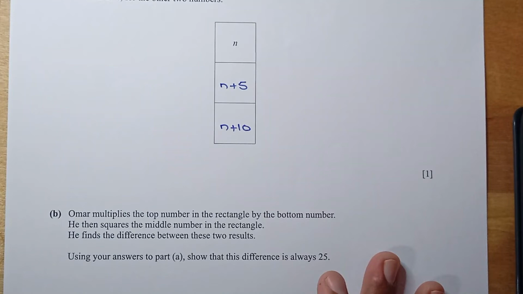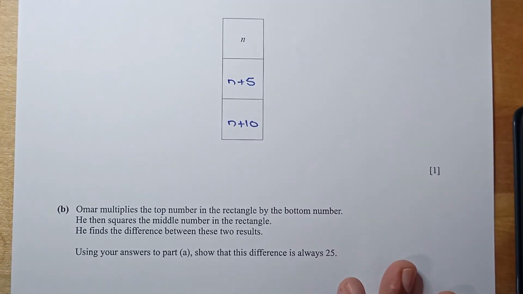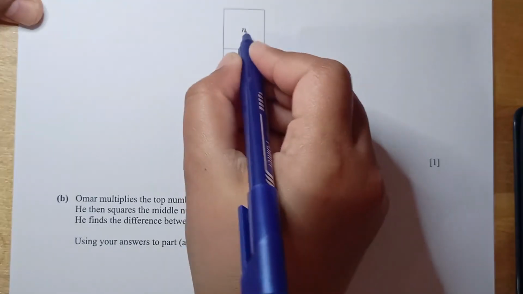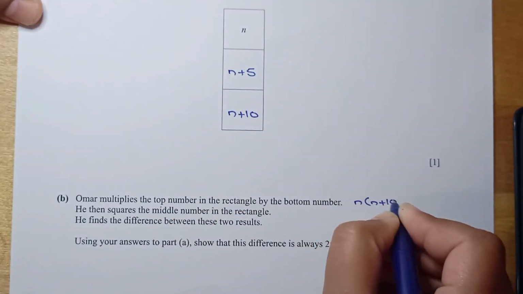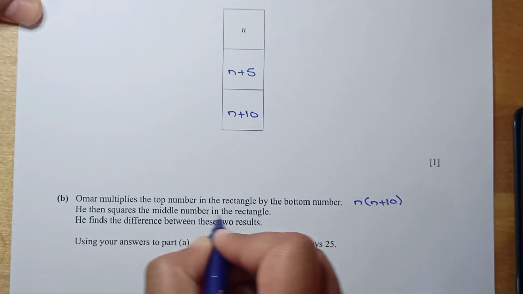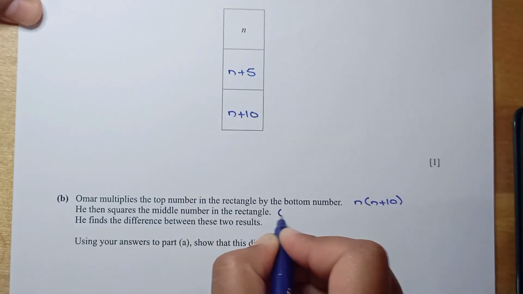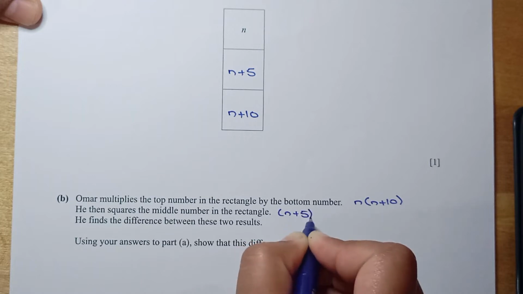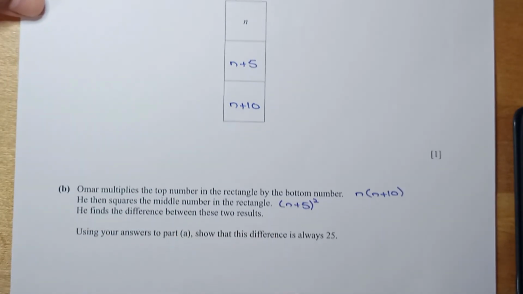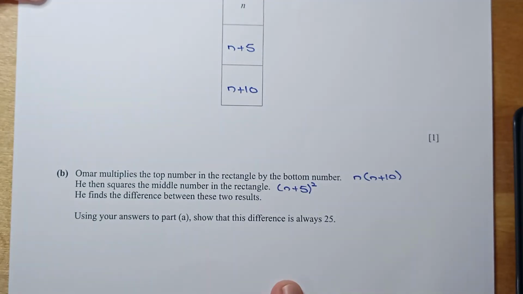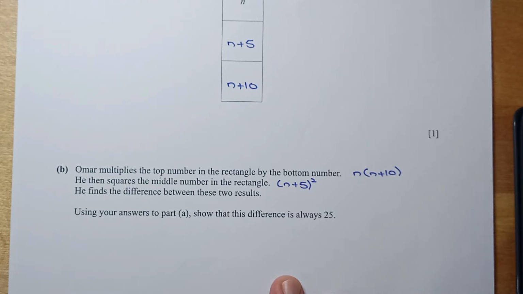Now for the B part, Umar multiplies the top number in a rectangle by the bottom number. Okay, so the top is multiplied with the bottom, so n is multiplied with n plus 10. He then squared the middle number in a rectangle. The middle number is squared, n plus 5 whole square. Find the difference between these two results and, using your answer to part A, show that this difference is always 25. Okay, so let me find out the difference.